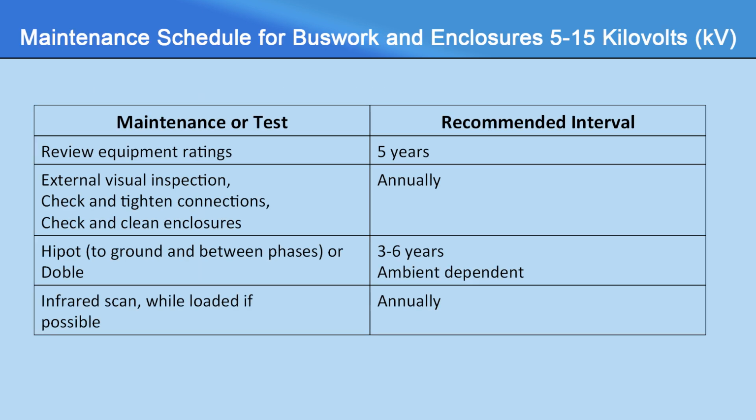Now, the following table shows the maintenance schedule for buswork and enclosures of the rating 5 to 15 kilovolts. The first test performed is review equipment ratings, which is performed every 5 years. Next is external visual inspection or check and tighten connections and check and clean enclosures. This is done annually. Next test is hipot, that is to ground and between phases or double. And this is performed every 3 to 6 years or ambient dependent. Next is the infrared scan while loaded if possible. This test is performed annually.